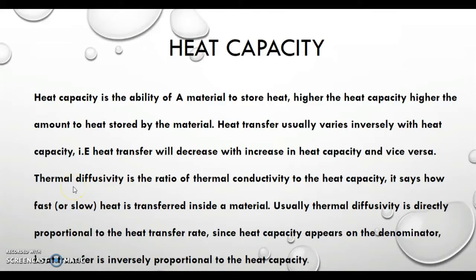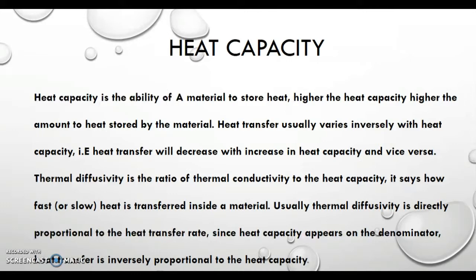Hello guys! So today I'm going to explain about the heat capacity. So first of all, what is heat capacity? Heat capacity is the ability of a material to store heat. And the higher the heat capacity, the higher the amount of heat stored by the material. Heat transfer usually varies inversely with heat capacity. So I will give an example here. Heat transfer will decrease when the heat capacity increases or vice versa.